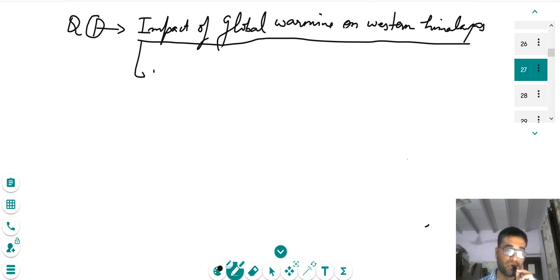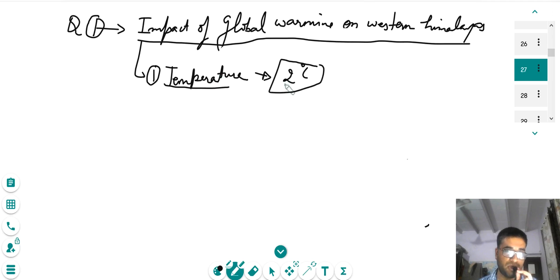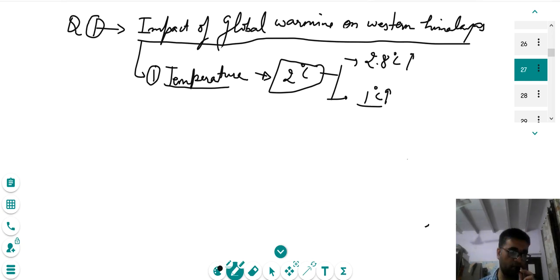So, the first aspect of global warming is the temperature increase. There has been an increase of temperature of around 2 degrees centigrade on average in Western Himalayas. The maximum temperature increase has been recorded up to 2.8 degrees centigrade, and the minimum temperature increase has been witnessed up to 1 degree centigrade. So this much temperature increase has been witnessed.